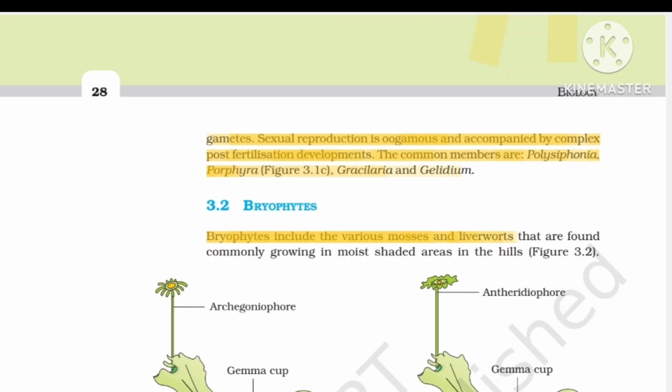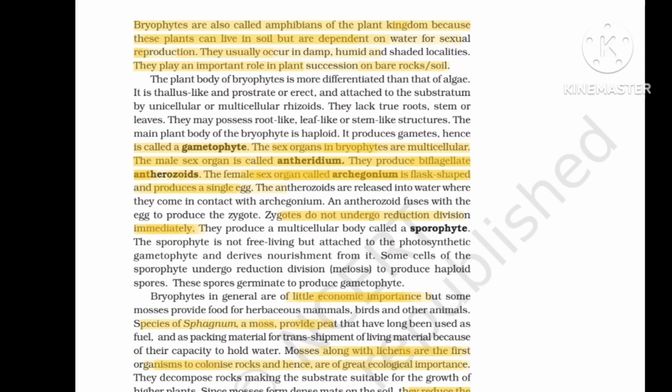Then let's talk about the Bryophytes, which include the various mosses and liverworts, commonly found growing in moist, shaded areas in the hills. Bryophytes are called the amphibians of the plant kingdom because they live in the soil but depend on water for their sexual reproduction. They are usually found in damp and humid places. They lack true roots, stems or leaves and may possess root-like and leaf-like structures.